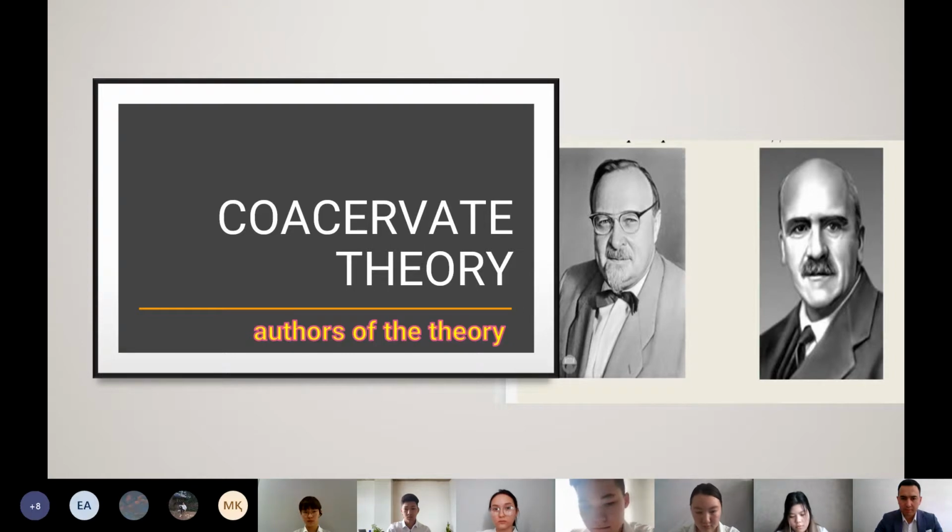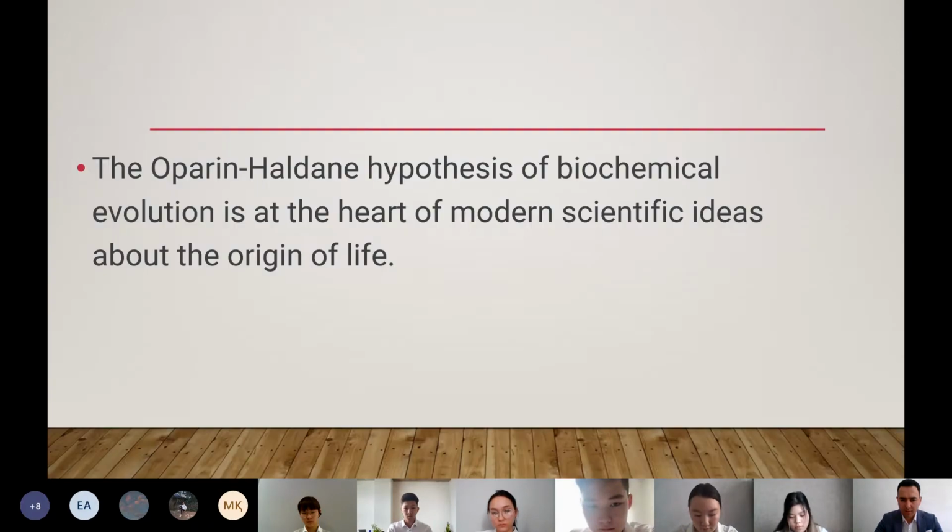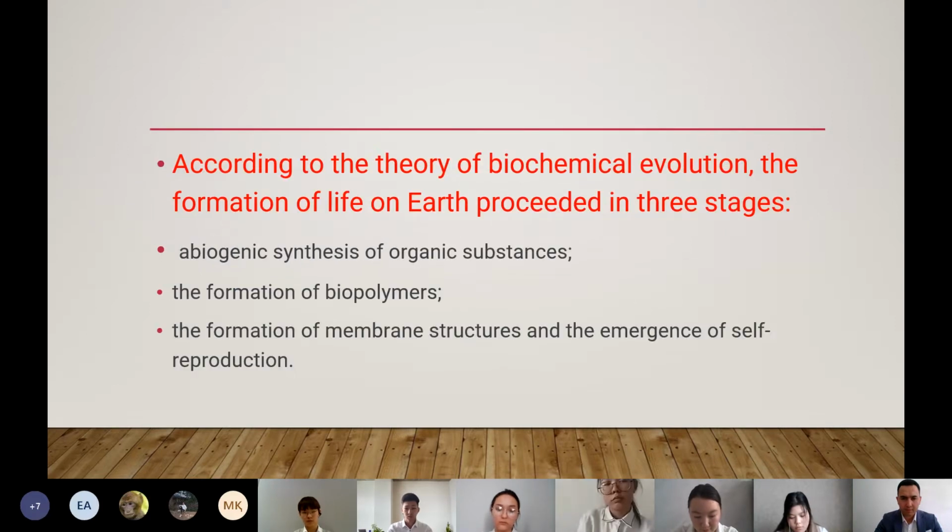Quotes about the theory. Authors of the theory: Oparin and Haldane. The Oparin-Haldane hypothesis. According to the theory of biochemical evolution, the formation of life on Earth proceeds in three stages. The first stage is the abiogenic synthesis of organic substances, the formation of polymers and membrane structures, and the emergence of self-reproduction.